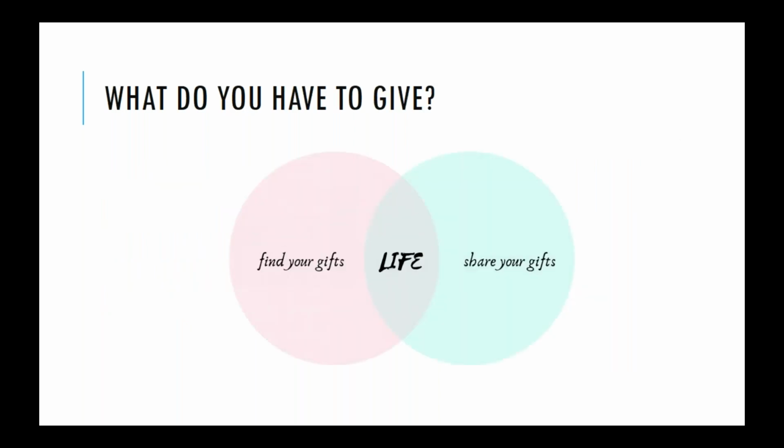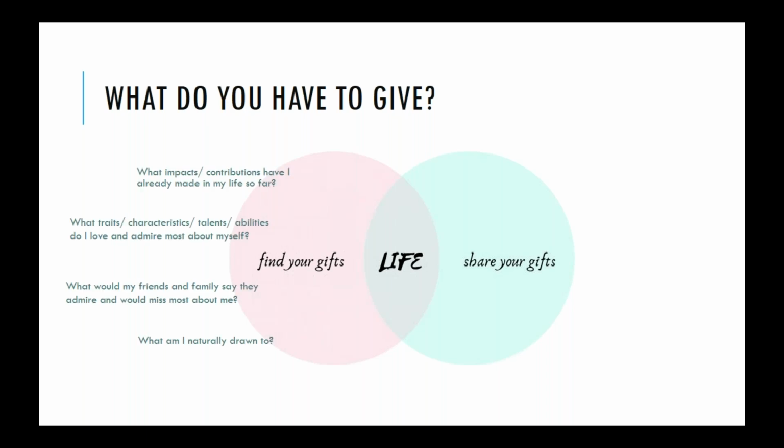So the third piece to living out a sense of purpose is getting clear on what you have to give. This has to do with that initial life philosophy that I shared, where it's about finding your gifts and then figuring out how you want to share them. And these are some questions that you can think about when it comes to discovering what your gifts might be.